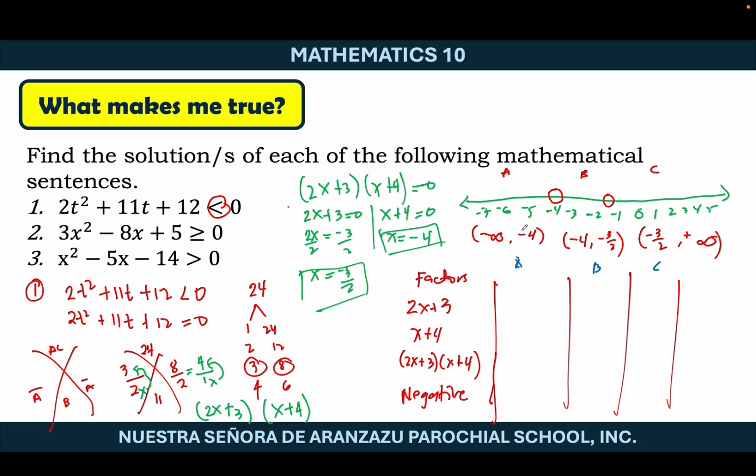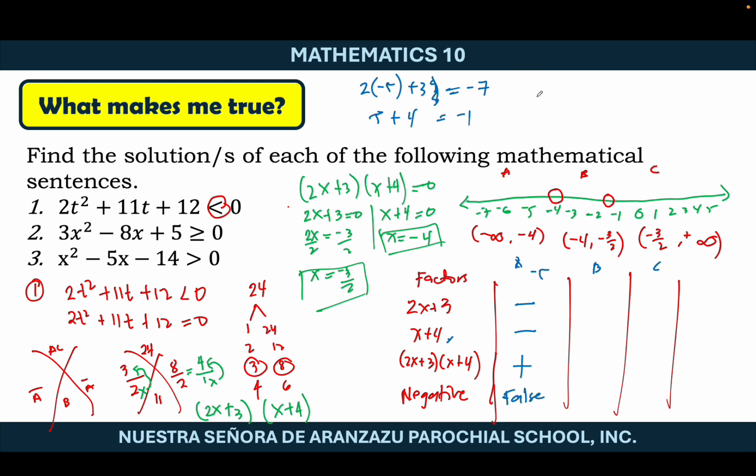So, ano ba yung pwede natin gamitin dyan? So, let us use negative 5. So, substitute mo lang dito. So, 2 times negative 5 plus 3. So, 2 times negative 5 is negative 10 plus 3. Negative 10 plus 3 is negative 7. So, ang sign nun, negative. Next, negative 5 plus 4. Ito yun na, dito naman. Negative 5 plus 4 is negative 1. Ang sign nun, negative. Then, pagsamahin lang kapag same sign, positive. Ang hinahanap natin negative, so false to. So, ibig sabihin, hindi ka mag-shade dito sa region A.